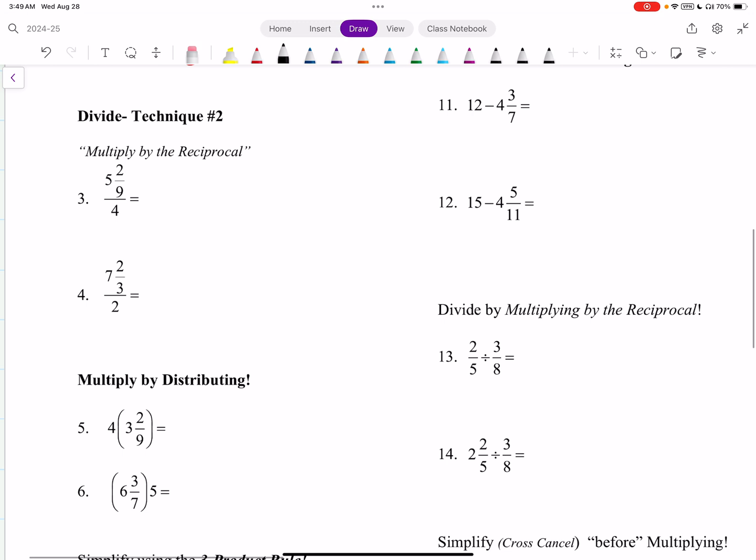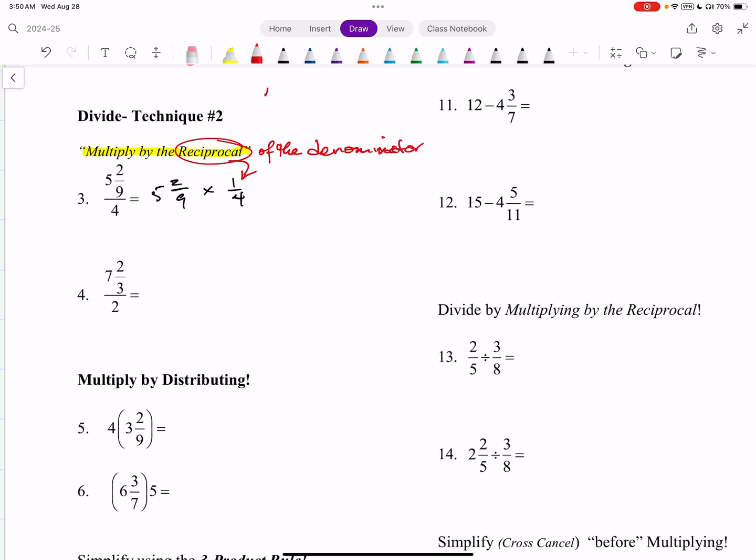So we have to go back and do it the way you were taught in fourth grade, and you're multiplying by the reciprocal of the denominator. So let's take a look and review the old technique. So 5 and 2/9 divided by 4 is the same thing as 5 and 2/9 times the reciprocal, which is 1/4. So this word reciprocal right here, you have to understand.